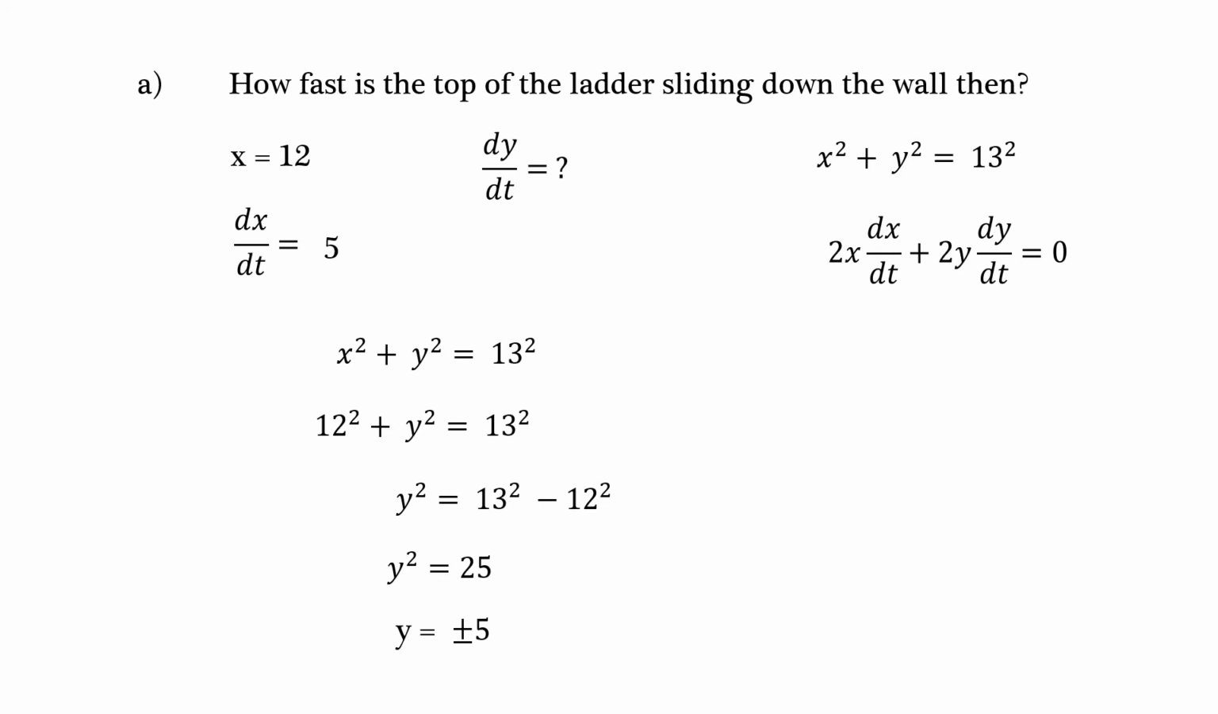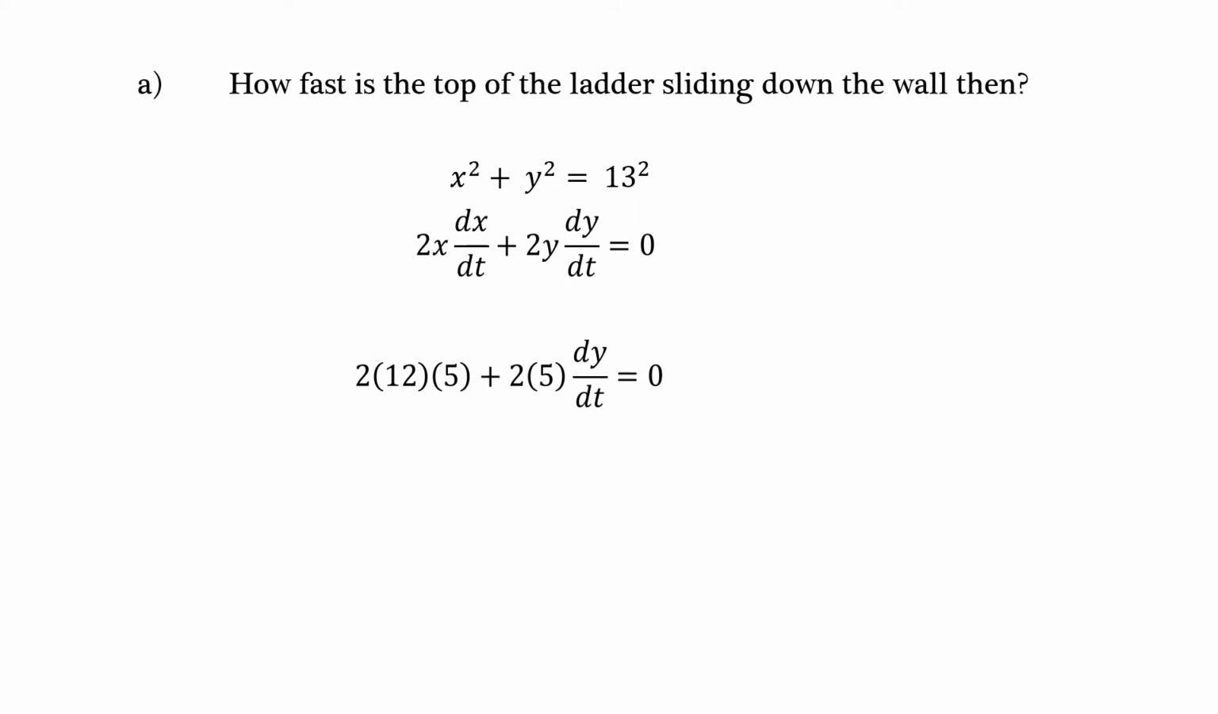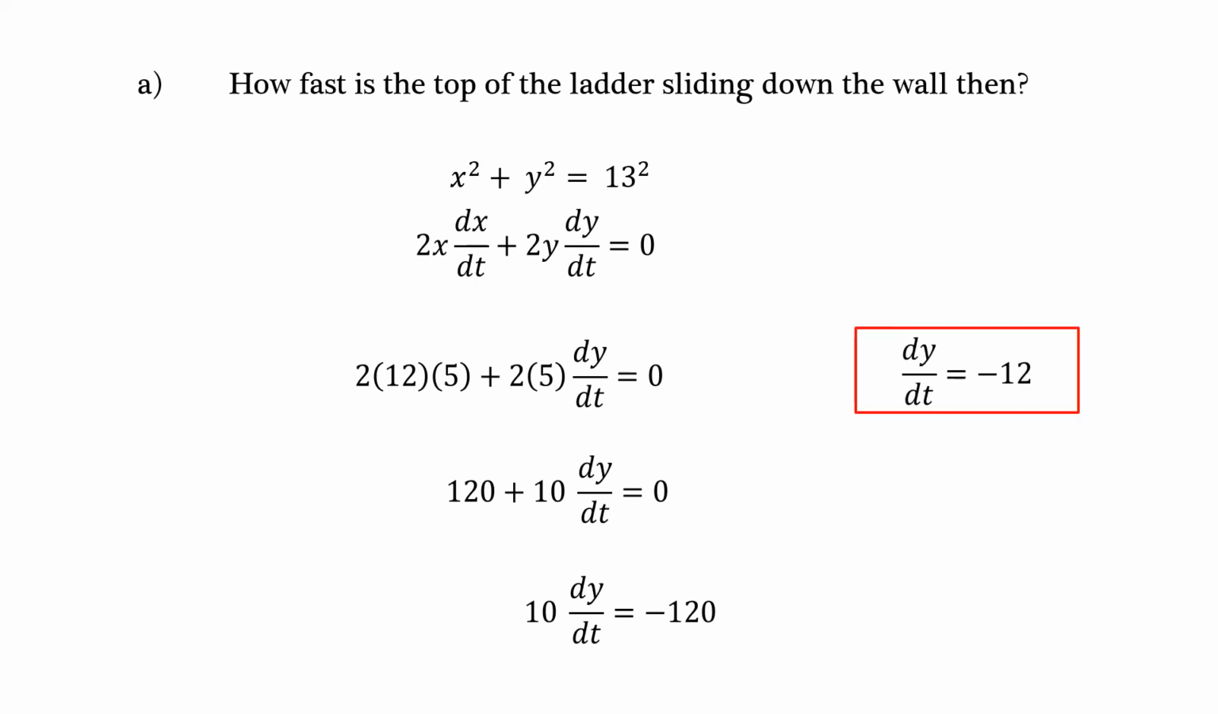And x is 12. So now we are going to multiply 2 times 12 times 5, and we will multiply 2 times 5. We are going to add negative 120 to the left side and the right side of this equation. And now we are going to divide the left side and the right side of this equation by 10. So we have the value for dy/dt as negative 12.